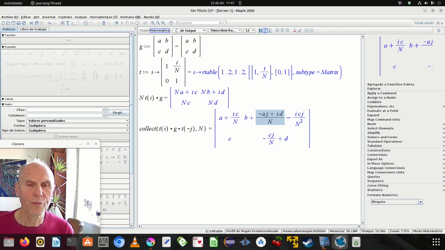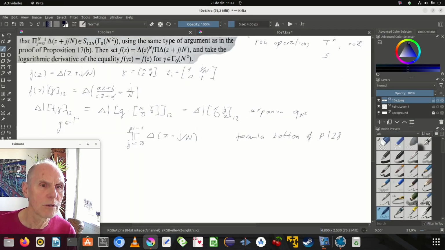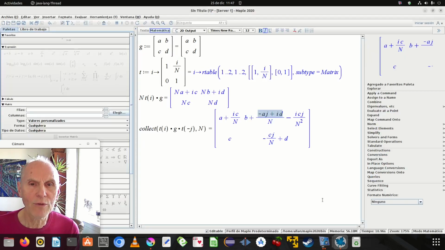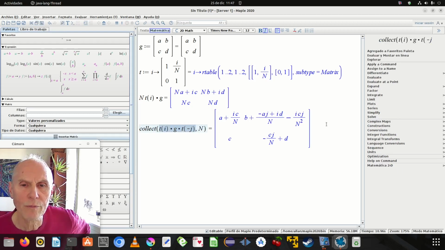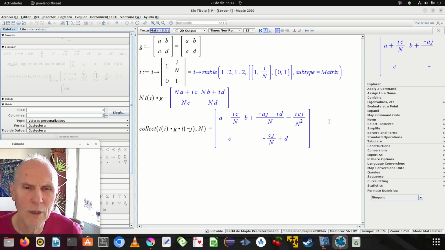So the point is that for each j, I would have chosen i, but I think the book has j here. Yes, j. For each j, we can pick a value of i so that this is divisible by n. And that means that all the entries are integers. And of course, the determinant of this is unity. That can be seen directly, by the way. And then it lies in gamma.